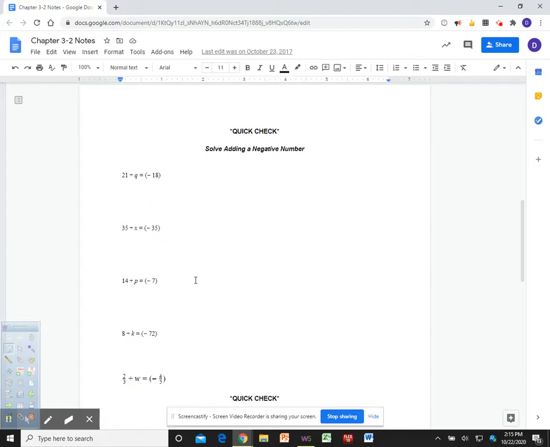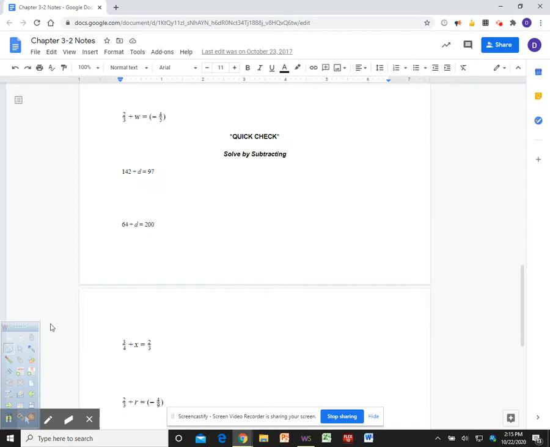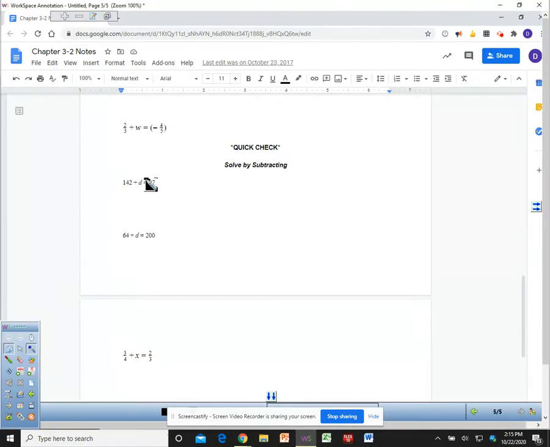And the same thing goes if we're subtracting now. So here's an example of subtracting. Drop your anchor. And we want to get the letter by itself, meaning we got to work backwards and get rid of all the numbers. So we have a positive 142. So we're going to subtract 142 from both sides. That'll cancel out, and you're left with d on that side. And then you're going to take 97 minus 142. And when you do that, you're going to get d equals negative 45.